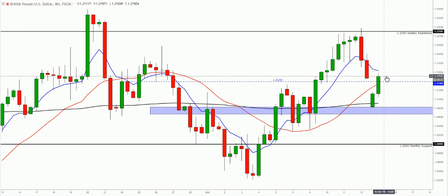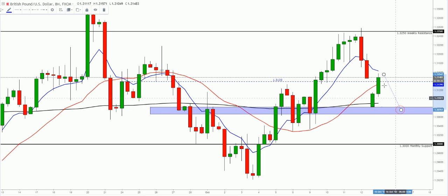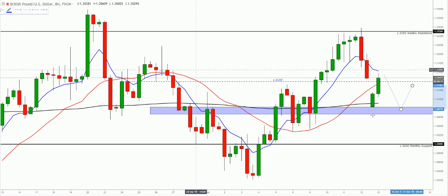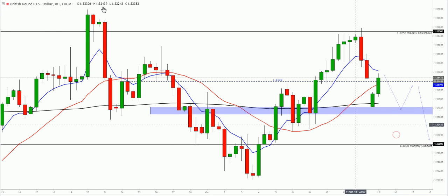However, I am anticipating price to pull back from here to close within this region, potentially even below this 1.3139. If we do close below that 1.3139, then it sets price up beautifully for the downside. So I'd be anticipating something like this to head down to 1.300 major support.